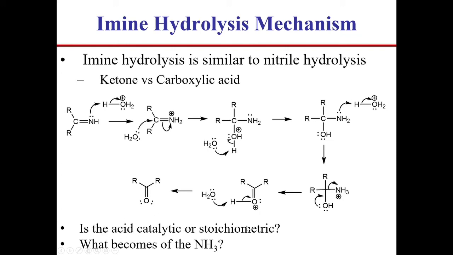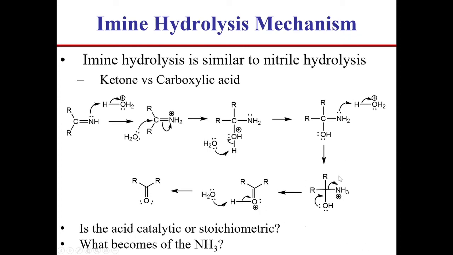Is the acid catalytic or stoichiometric? Well, let's take a look. So here the acid is being used. Here the acid is being regenerated. Here the acid is being used. Here the acid is regenerated. So catalytic means that you get it back by the end of the chemical reaction.